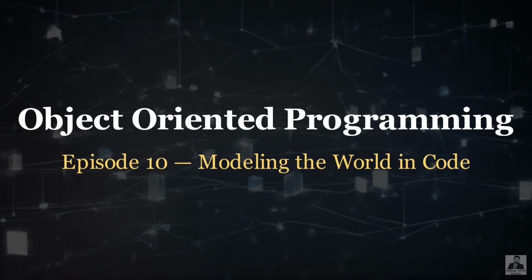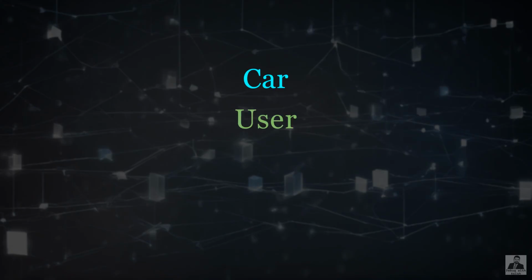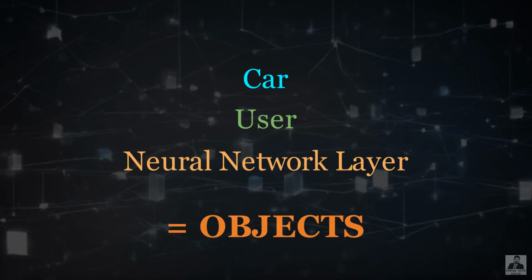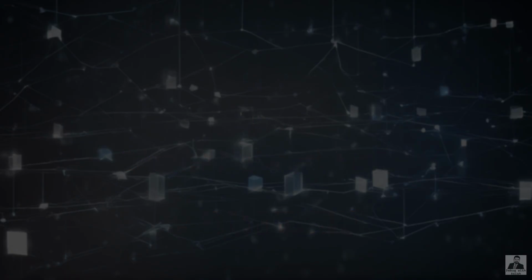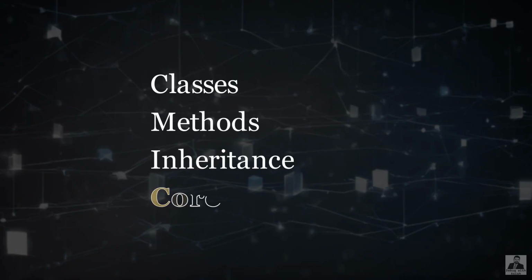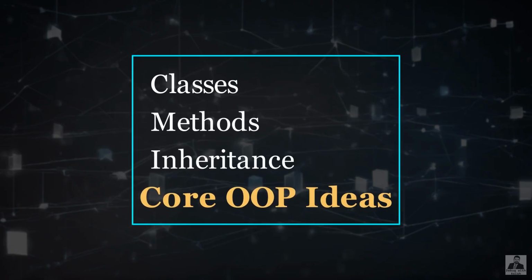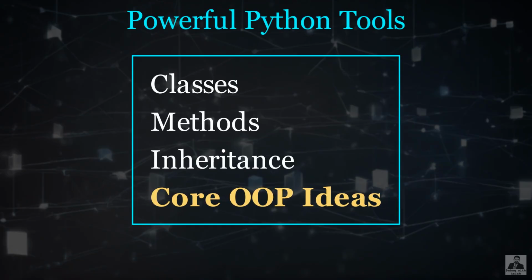Object-oriented programming is how you model real-world things in code. A car, a user, a neural network layer. These can all be represented as objects. In this episode, we go line by line through classes, methods, inheritance, and the core ideas that make OOP one of the most powerful tools in Python.